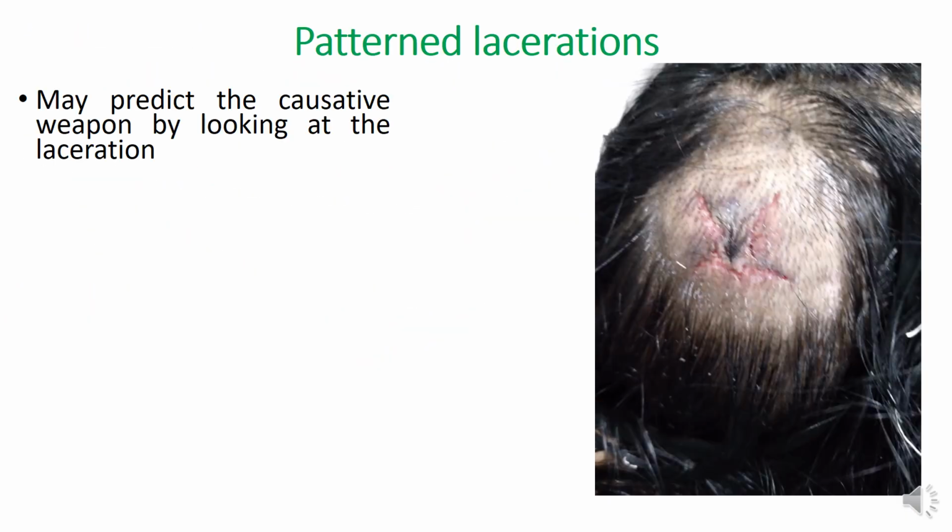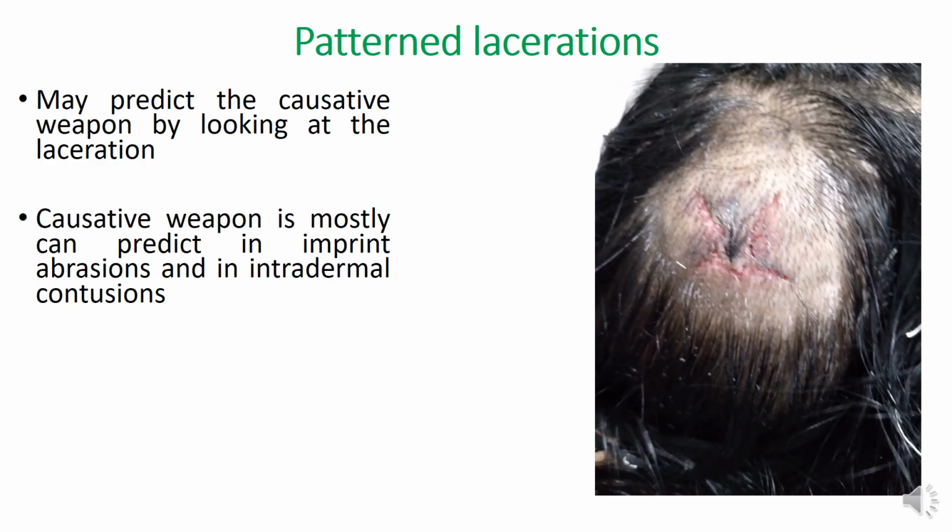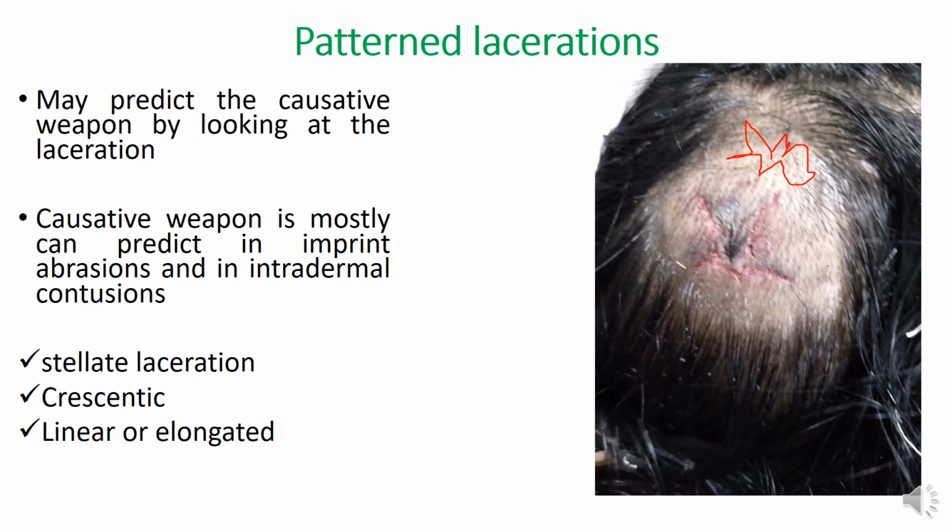Pattern lacerations may predict the causative weapon by looking at the laceration. If you don't know the causative weapon, by having a look at the injury itself, you can think or predict about the causative weapon. What are the examples? Now here you can see a stellate kind of laceration, right? So the causative weapon, characteristically, though there may be lots of exceptions, is a hammer. And also with the hammer you can get crescentic type lacerations as well. With a pole-like instrument you can get splitting-like or elongated kinds of lacerations. So the importance is you can predict the causative weapon. It's only a guess again.